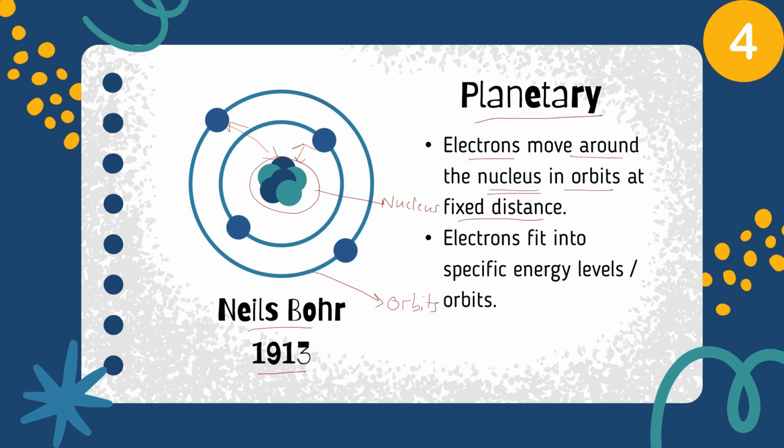Why has the name planetary been given? It is because scientists compared this model to planets revolving around the sun. If this is our sun, the planets are revolving around the sun in a fixed orbit. Similarly, the electrons are revolving around the nucleus in fixed orbits.